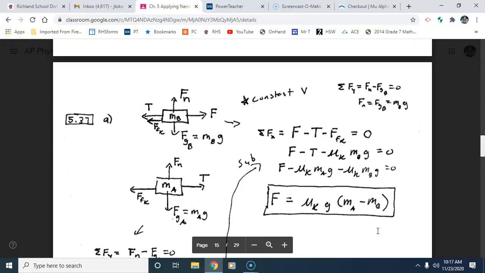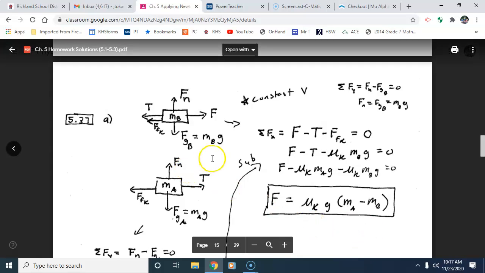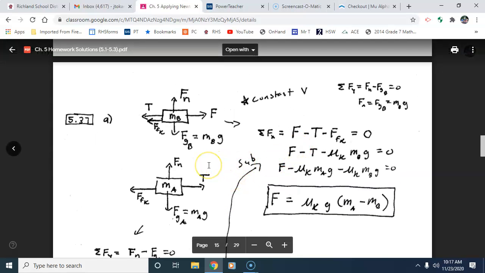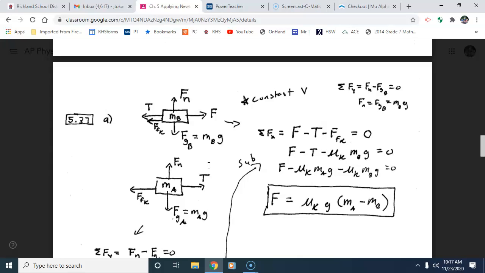For part A, we're going to calculate the magnitude of force F and then the tension in the ropes connecting the blocks. Although this system is not an Atwood system, it's a multi-mass system connected. The best go-to way anytime you have a multi-mass system, Atwood machine or not, is to do a free body diagram on each individual mass. That's how I started this one, and I know that it's a constant V.